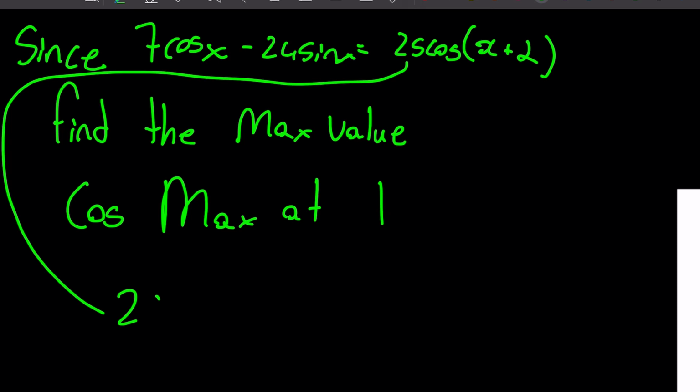Now, if you wanted to find the maximum value, remember that cos has a maximum at 1. So therefore, this thing up here, 25 times cos of x plus alpha, has a maximum value when cos is 1. So that means we can replace this whole cos of x plus alpha with 1. So instead we'll have 25 times 1, which is equal to 25. Therefore, the max is at 25.